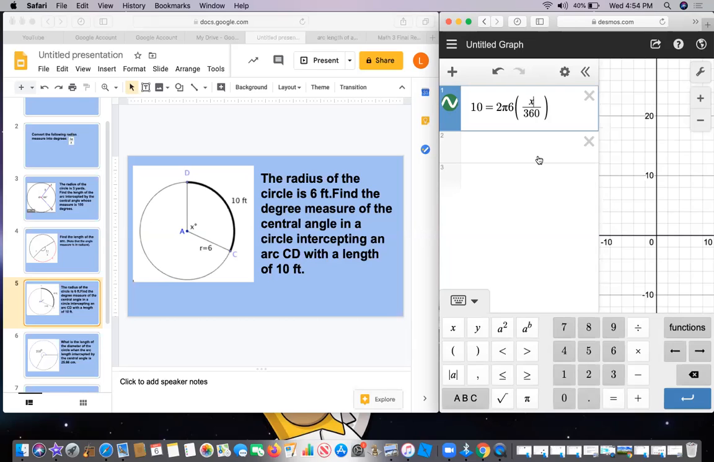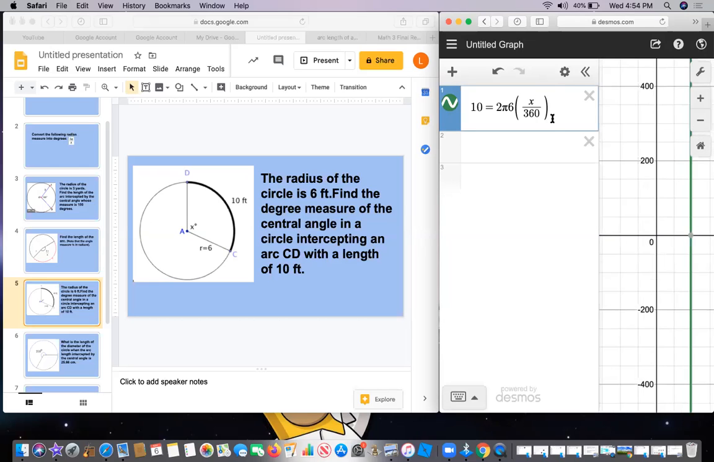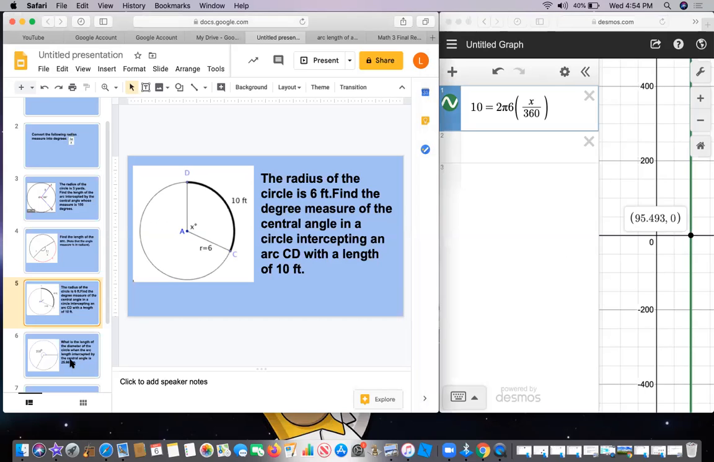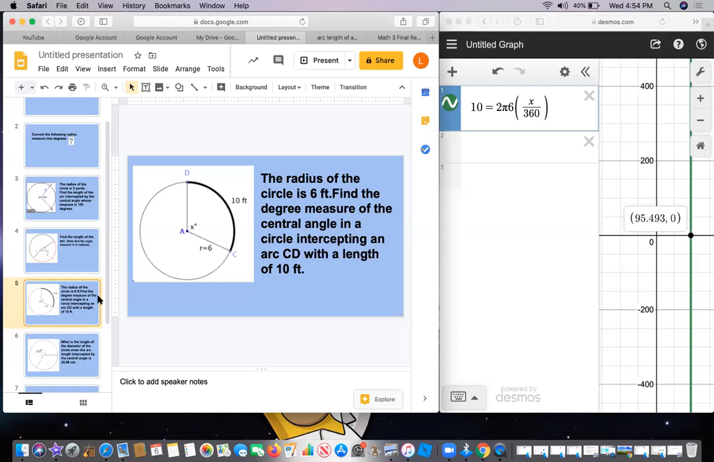Where's your answer here? Just look at it in the Desmos. It's just right here. So your answer is 95.49 degrees. That's the answer. That's easy. Now, what if the question is like this?